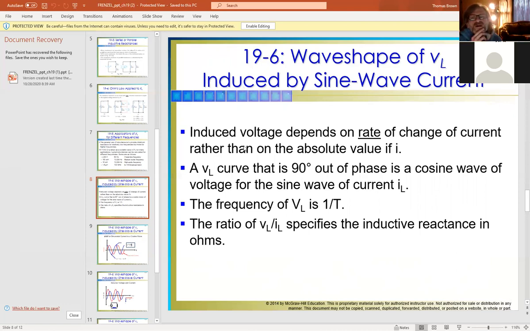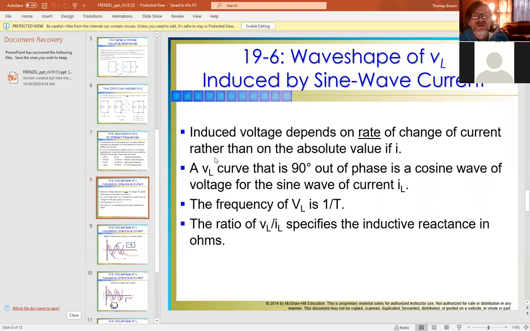So when we view it on the oscilloscope, his first broad statement: induced voltage depends on the rate of change of current rather than on the absolute value of I. So what the heck does that mean? Well, really, it's the frequency, right? The rate of change. So how fast the current is going has a much more effect than the absolute value. Like if I were to say this is 10 amps or 5 amps or something like that, the frequency has a much more adverse effect upon the value of the reactance actually.